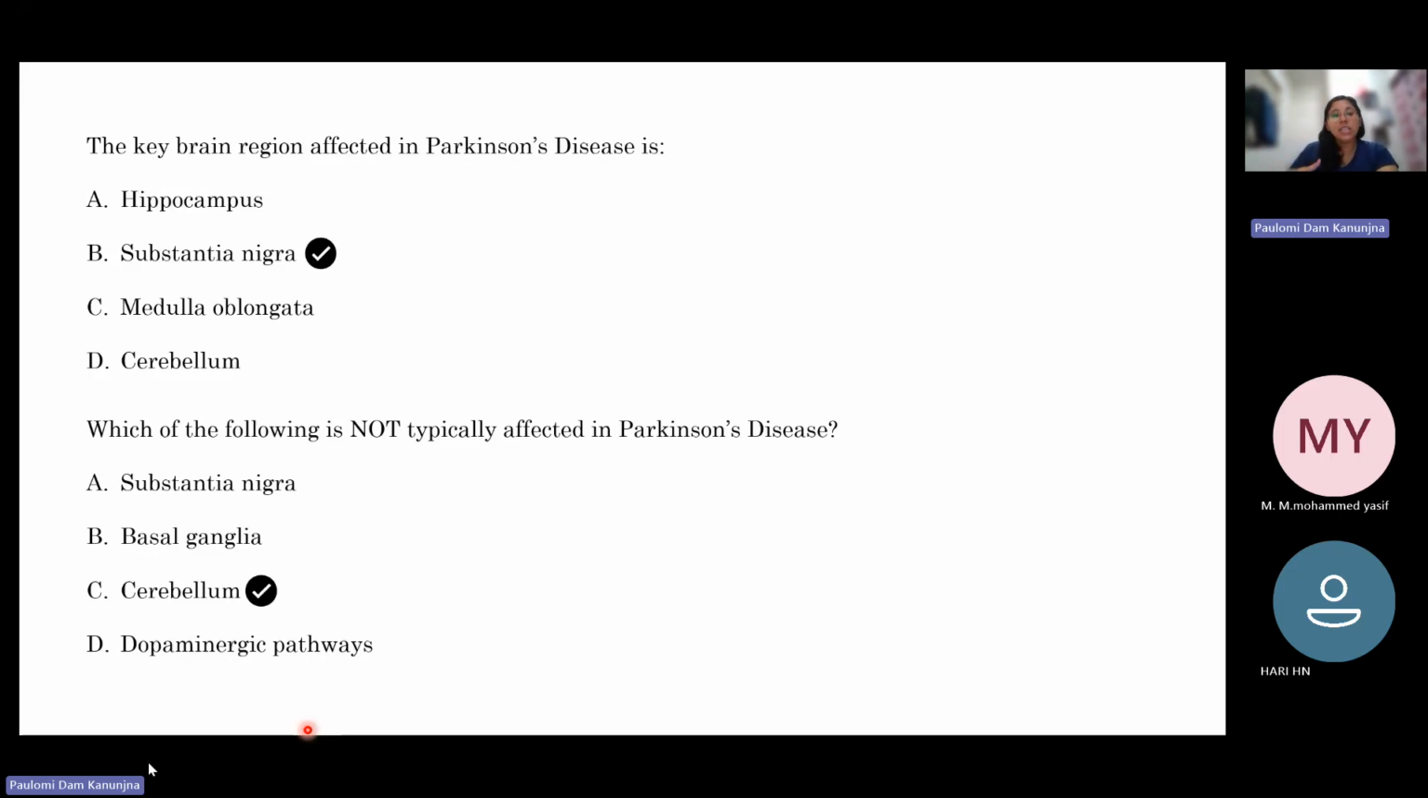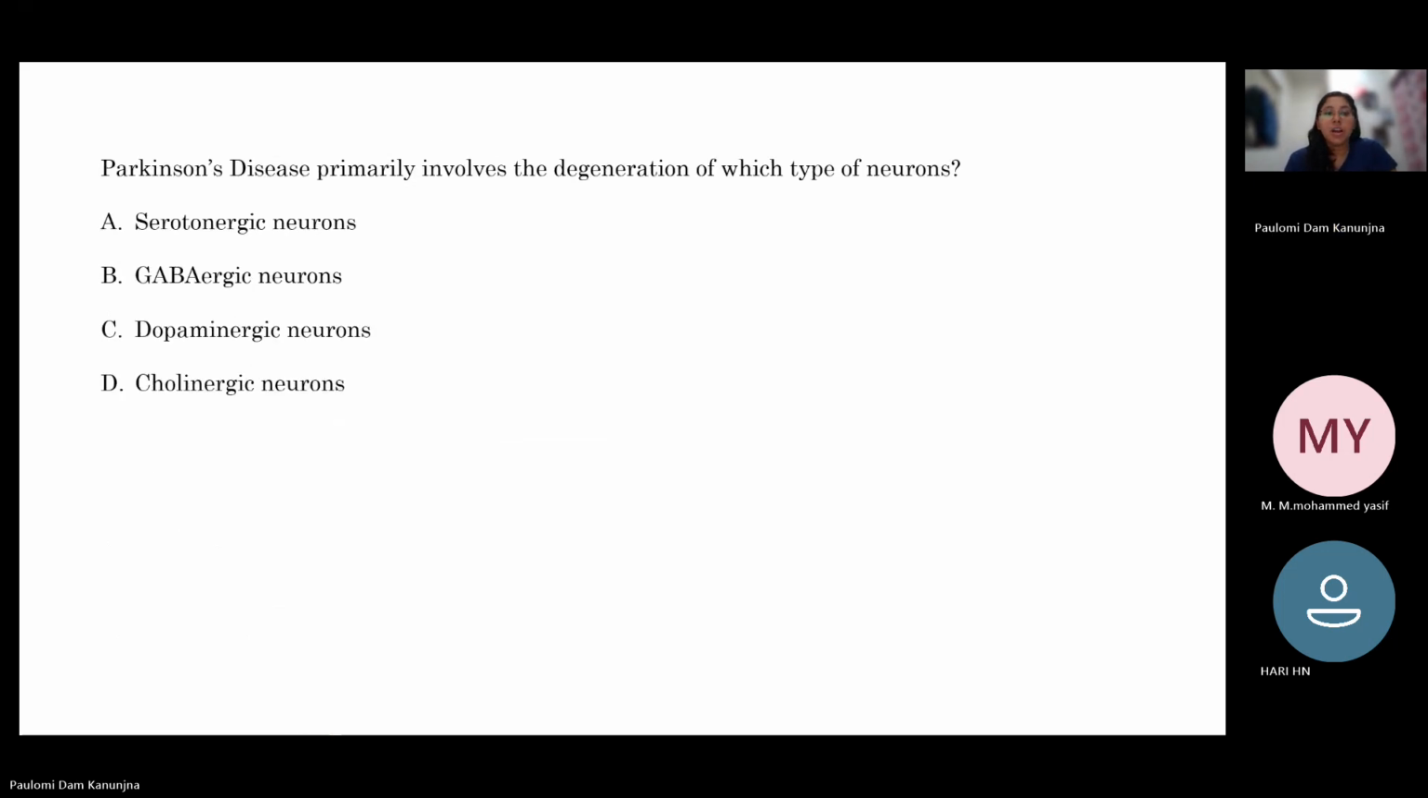In Parkinson's, because it's about motor neurons, your basal ganglia, which is controlling the motor neurons, gets affected. Dopamine gets affected, dopaminergic pathways get affected, and most importantly, the substantia nigra gets affected. Okay, now I already told you what kind of neurons are getting affected. So this question deals with that.